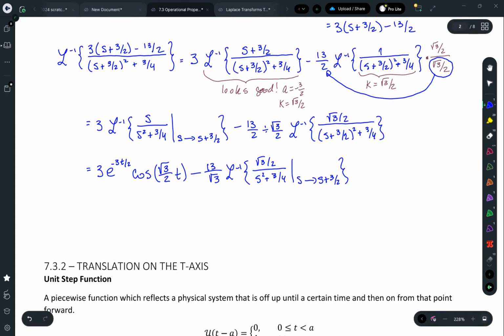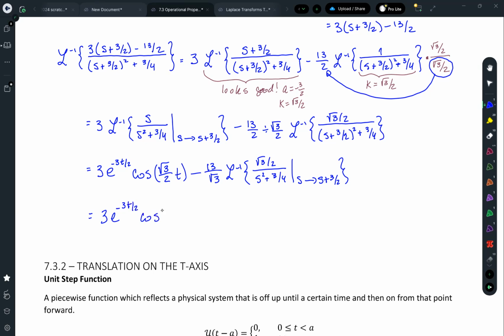One more rewrite and then we're done. So the first one's already done. That's 3e to the minus 3t over 2 cosine of root 3 over 2 t minus 13 over the square root of 3. We have the exponential multiplier coming in again from that shift. That gives us the e to the minus 3t over 2. And then the Laplace inverse is going to be a sine of k, which is root 3 over 2 times t. And that's our final answer.